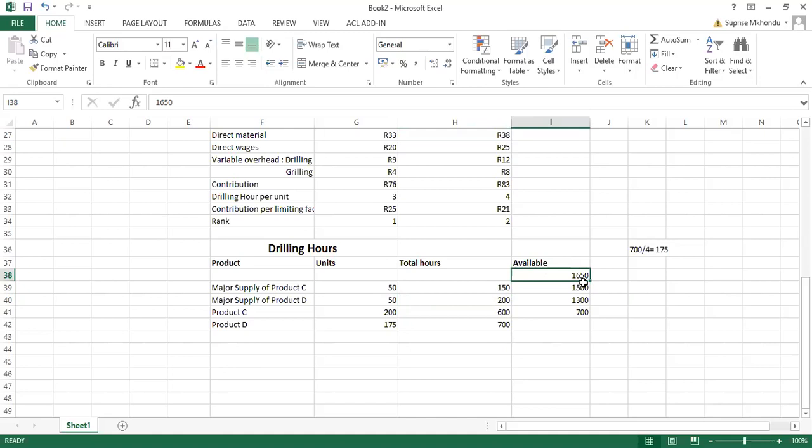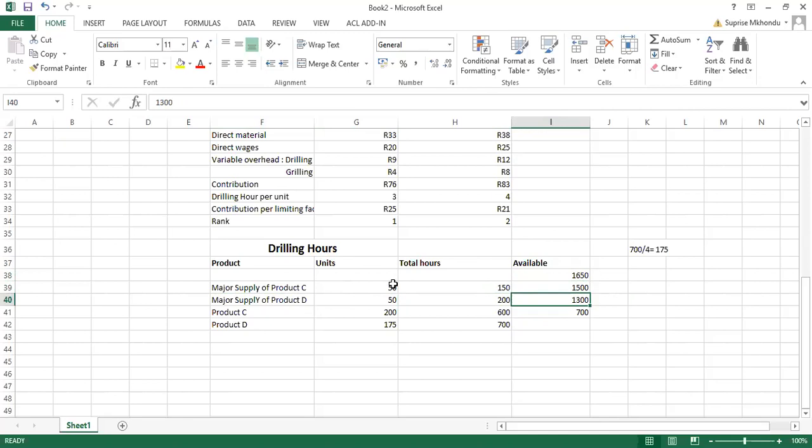Now as a cost accountant, we must prioritize. If this machine will only work these hours, let's start with our supply for the major supplier. How many hours are we going to use to make the units for the major supplier? We're going to use 150 and 200. So we'll be left with 1,300 after producing for our major supply.